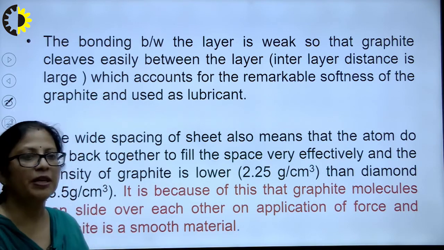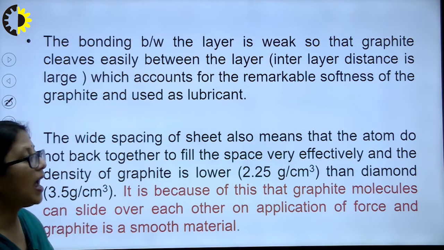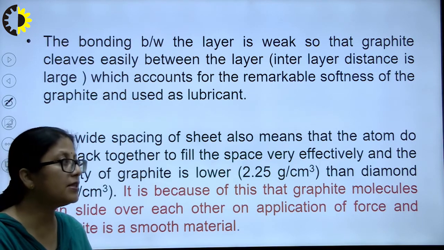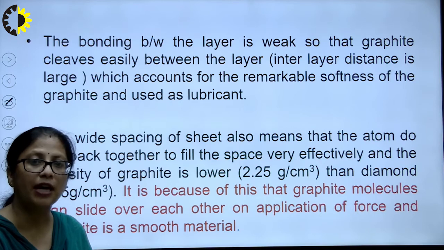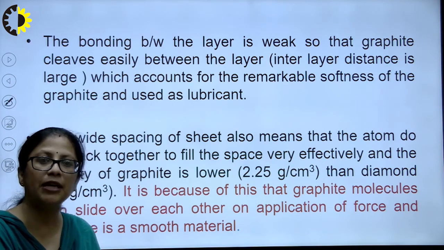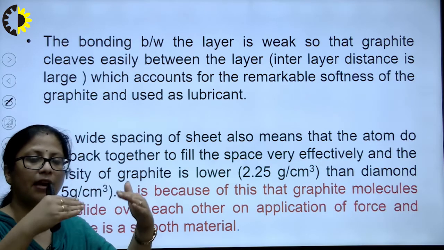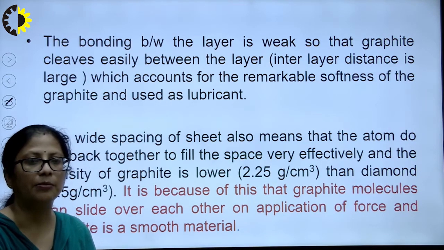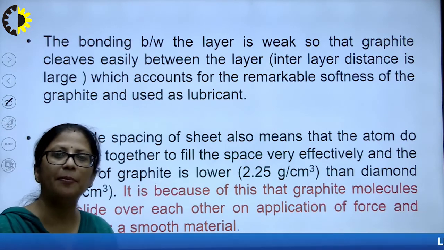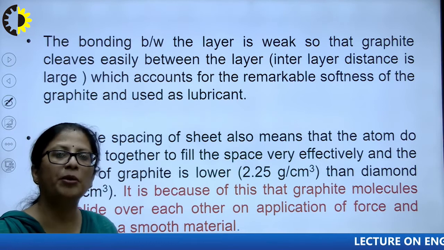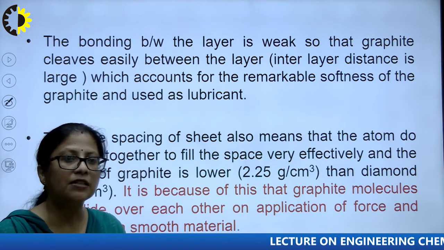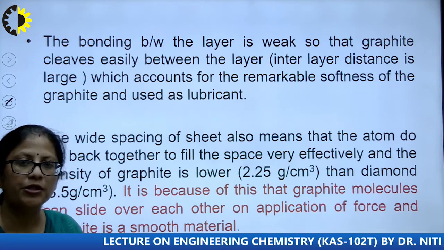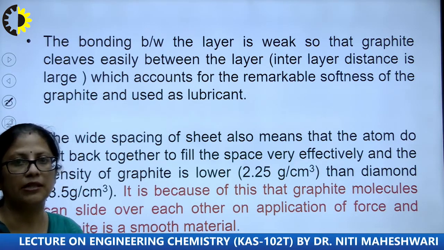Now this wide spacing of sheets also means that the atoms do not pack together to fill the space very effectively. Therefore, the density of graphite is lower than the density of diamond. In diamond, they are closely packed, sp3 hybridized structure, and in graphite the layers are quite far apart from each other, therefore the density of graphite becomes lower than that of diamond. The density of graphite is around 2.25 gram per centimeter cube, whereas in the case of diamond it is 3.5 gram per centimeter cube. And it is because of this that graphite layers can slide over each other on application of force, and graphite is a smooth material.